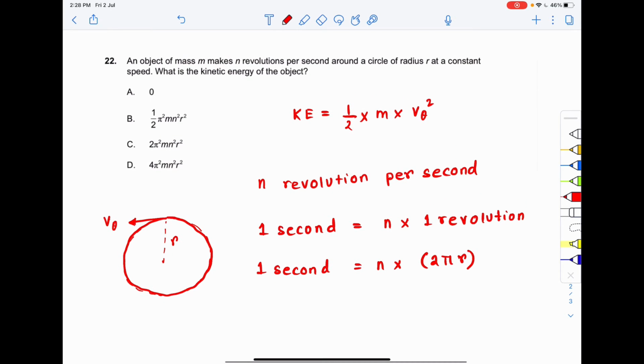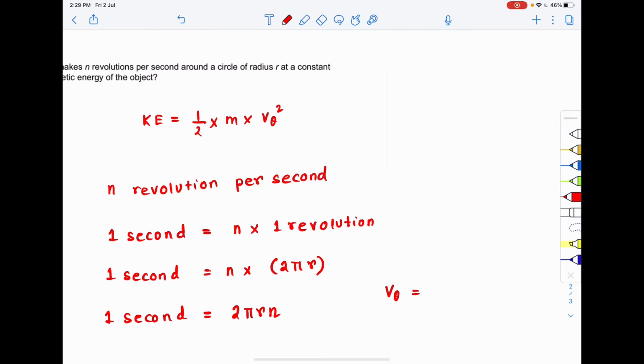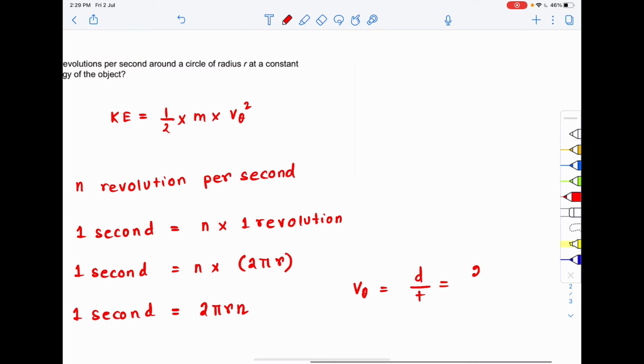So in 1 second, the particle is traveling how much? 2 pi rn distance. So in 1 second the particle is traveling 2 pi rn distance. v theta is nothing but the distance traveled by time. What is the distance traveled? 2 pi rn, and this distance is traveled in 1 second. So v theta is nothing but 2 pi rn.